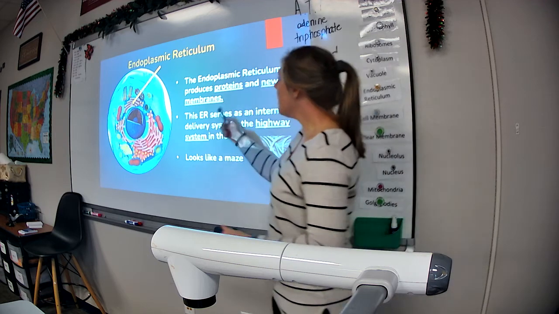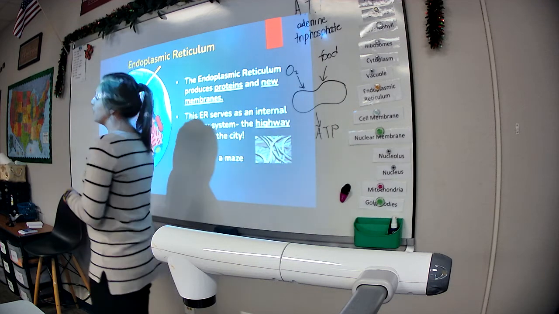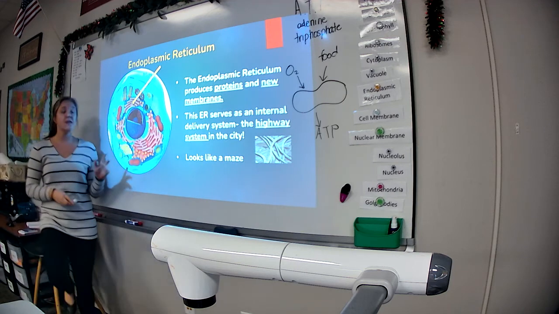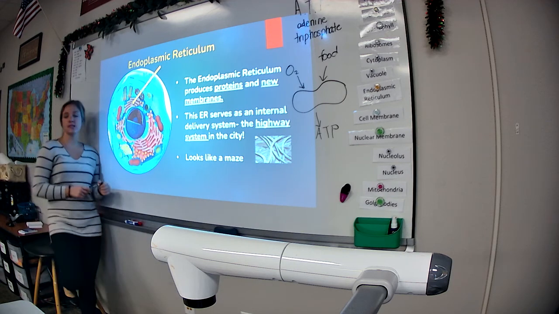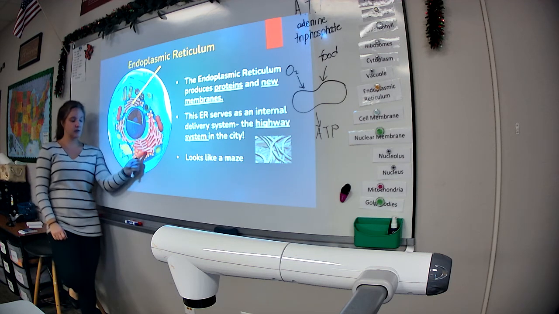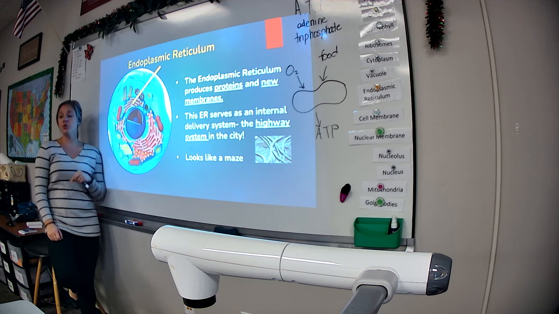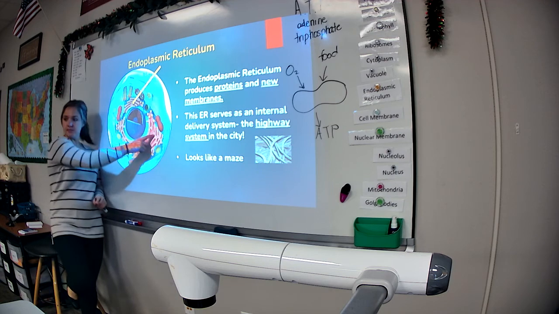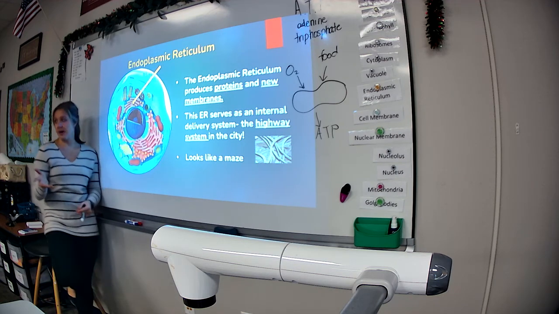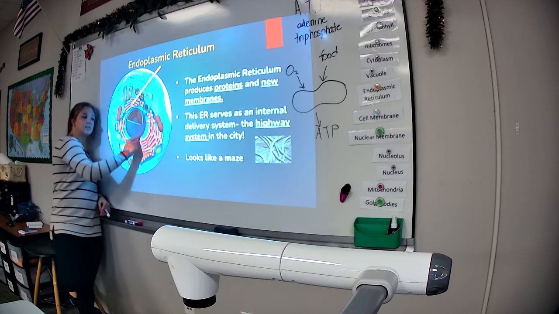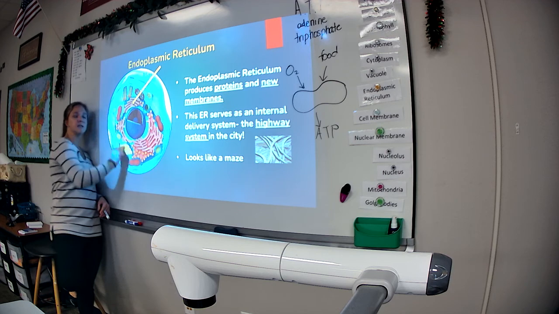The ER's job is to, together with the ribosomes, which we'll get to next, produce the proteins and new membranes. Technically, the ribosomes, the little yellow dots on the pink stuff, are what produce the proteins. The ER helps to deliver them. Do you see how the ER kind of looks like a maze? There's a reason for that. The proteins hop inside the ER, and they are then delivered wherever they need to go throughout the cell.